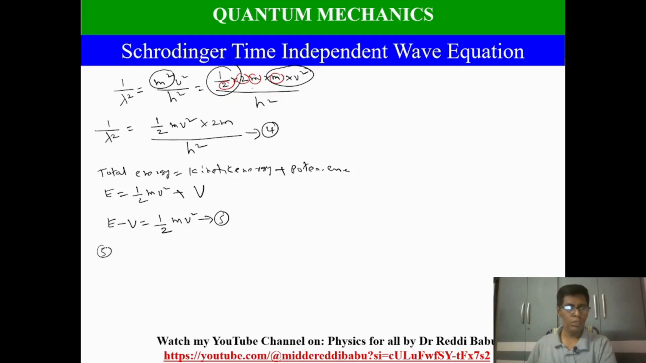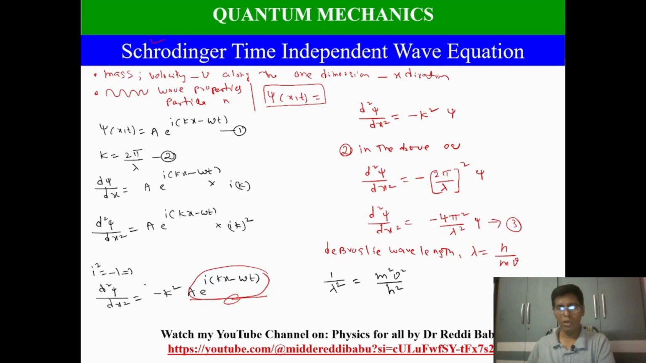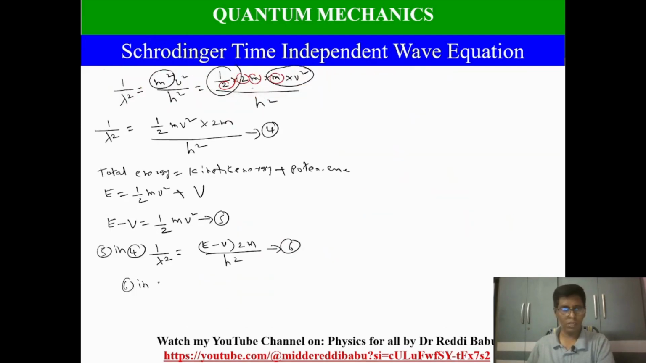Now substitute the fifth equation in the fourth equation. What will I get? Left hand side is 1 divided by lambda square, and on the right hand side, in the place of half mv square, I am writing E minus capital V into 2m divided by h square. It is equation number 6. Next, substitute the sixth equation in the third equation.